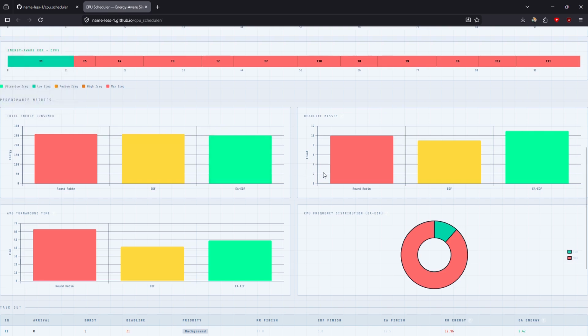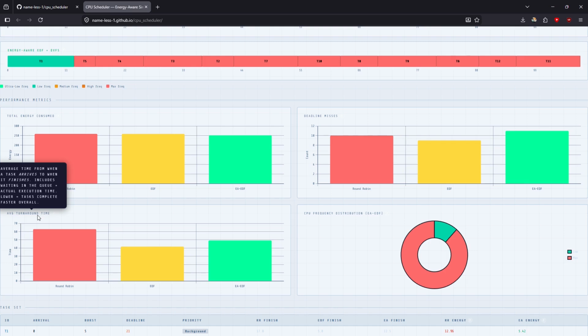Deadline misses. This tells us how many tasks failed to finish on time. Our EA EDF keeps us competitive with plain EDF, which proves we are saving energy without sacrificing reliability. And average turnaround time, this is from when a task arrives to when it finishes. Again, EA EDF holds its own here.